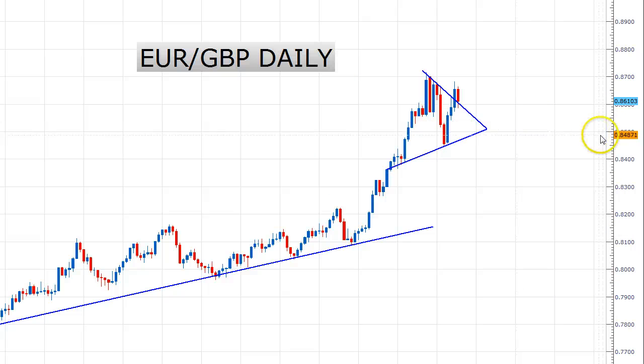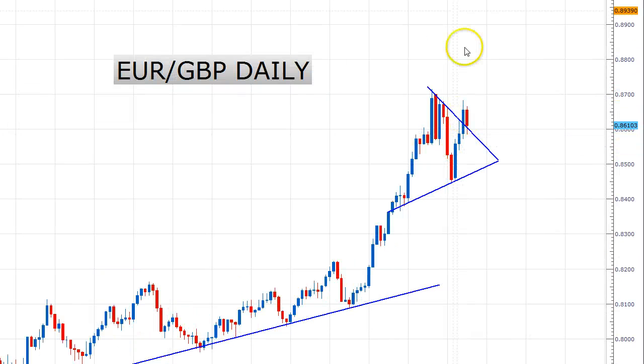Euro pound, kind of an interesting setup here. I noted the breakout yesterday and talked about the continuation potential. Right now, it pulled right back into the top of this trend line for now. So to me, this could be a good continuation move.